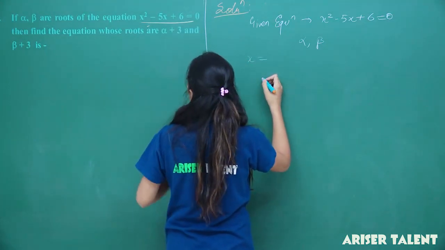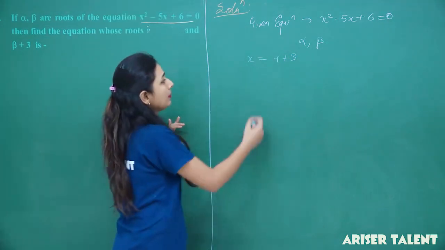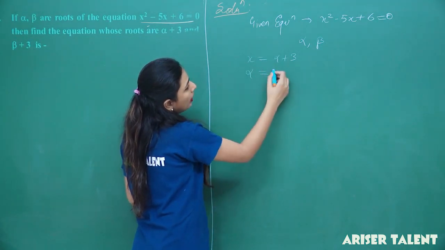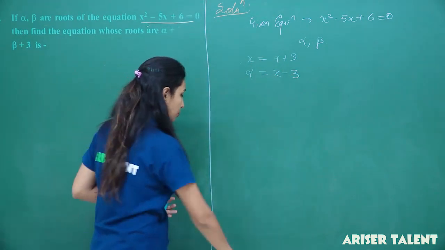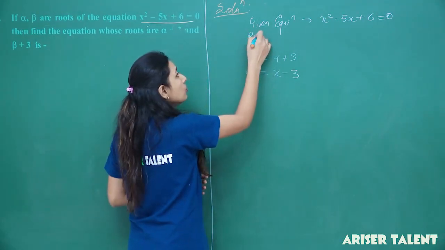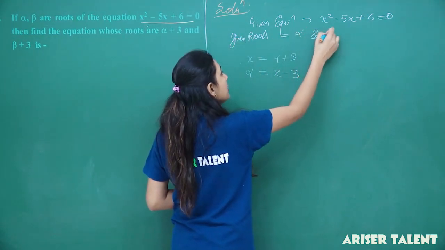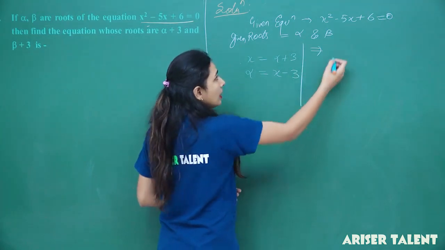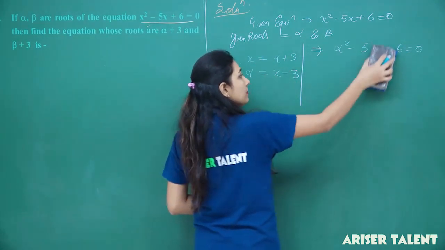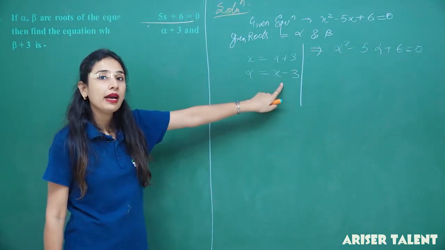equals to the root, alpha plus 3. So what will it become? Alpha equals x minus 3. So if alpha and beta are roots of this equation, given roots equal alpha and beta, this implies that alpha square minus 5 alpha plus 6 equals 0, not x but alpha here. Now the value of alpha will be x minus 3.